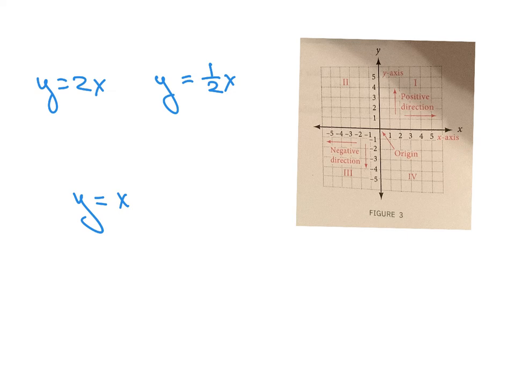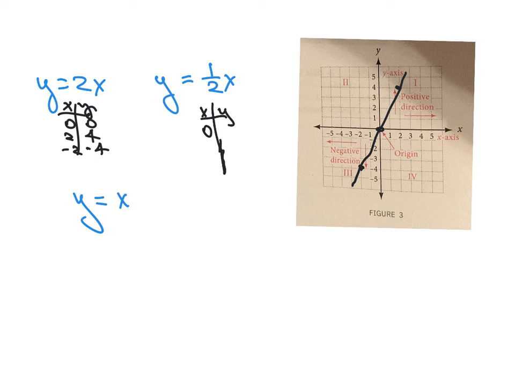So for instance, if we were to do an x and a y, and we were to put a 0, a 2, and a negative 2 in here, put 0 in there, we get 0. Put 2 in there for x, we get 4. Put negative 2 in there for x, and we get negative 4. So when we graph those, we get 0, 0, 2, 4, and negative 2, negative 4, and we get a line. See, it went right through the origin. We do the same thing here.